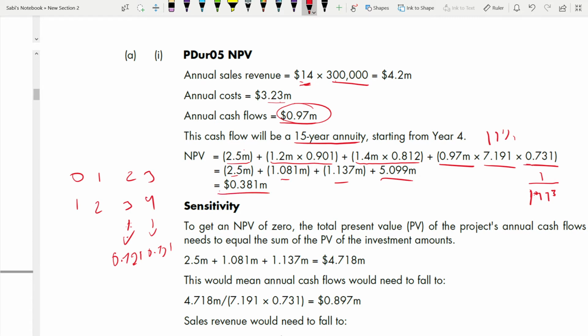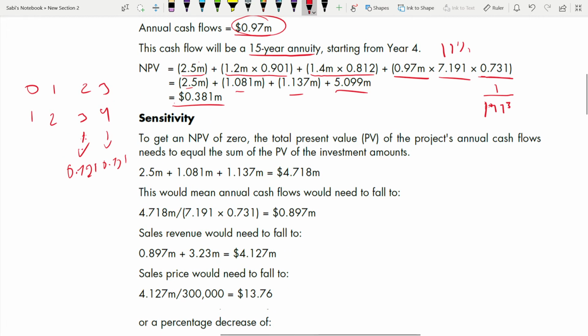Now we have to find the sensitivity. To get a net present value of 0, the total present value of the project's annual cash flow needs to equal the sum of the present value of the investment amount. Yes, your inflow needs to be equal to your outflow. That's how you will get your net present value as 0, right? So now you have to add all your outflows, 2.5, 1.081, 1.3, all of this you are taking from here.